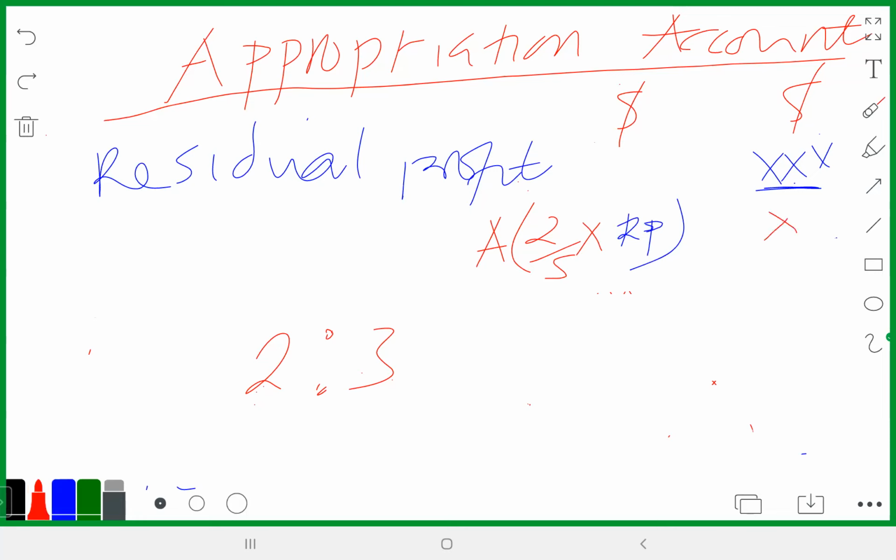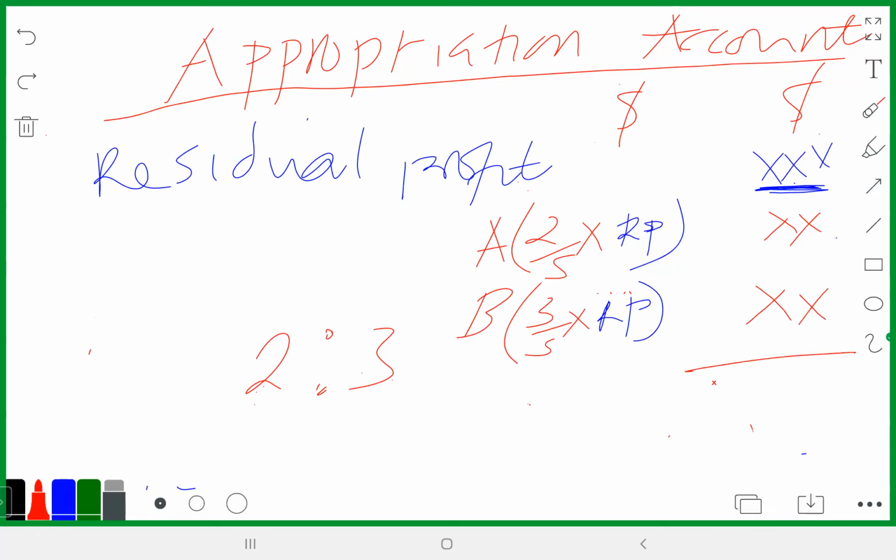That will give you the value of partner A, the amount of profit that partner A is supposed to receive. Partner B, it will be 3 over 5 multiplied by the same residual profit that you have found here. And what you're going to have is this value for partner B.